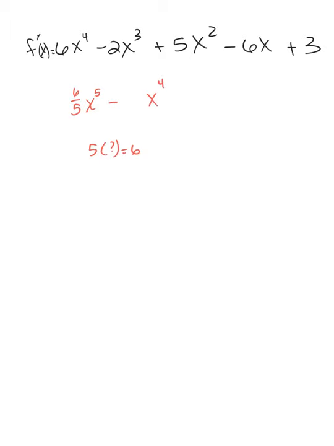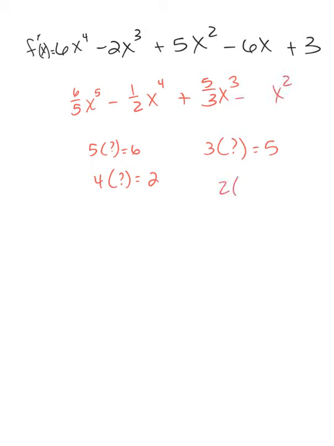So then the x to the fourth, that came from x to the fourth, so 4 times what equals 2, and that would be 1/2. And then plus, and you have an x to the 3. 3 times what equals 5, and that would be 5/3. And then you have an x squared. 2 times what equals 6, and that would be a 3. And then this would be a 3x plus C.